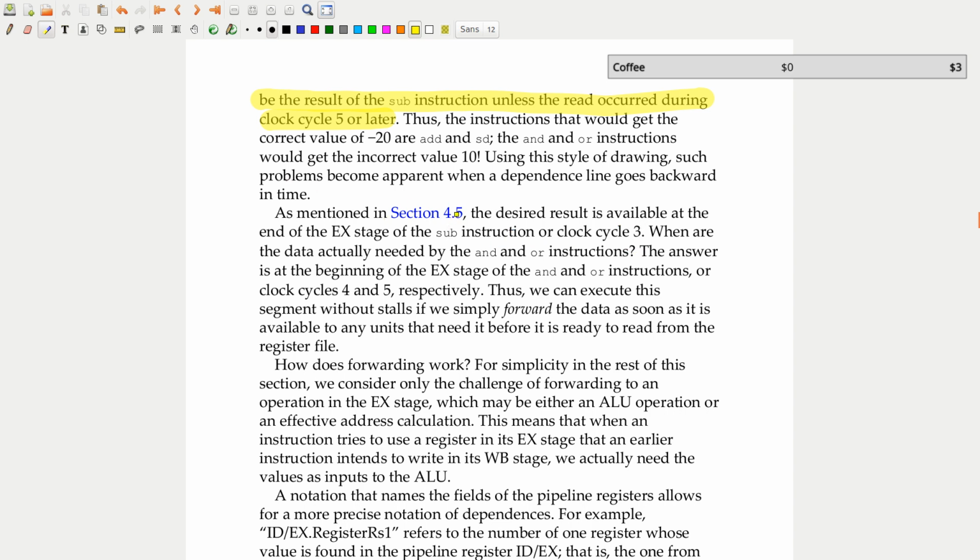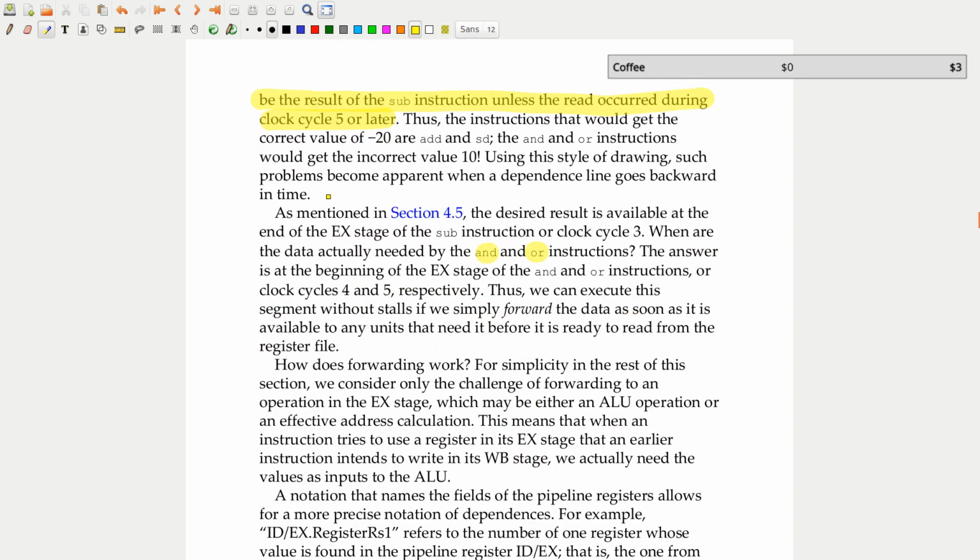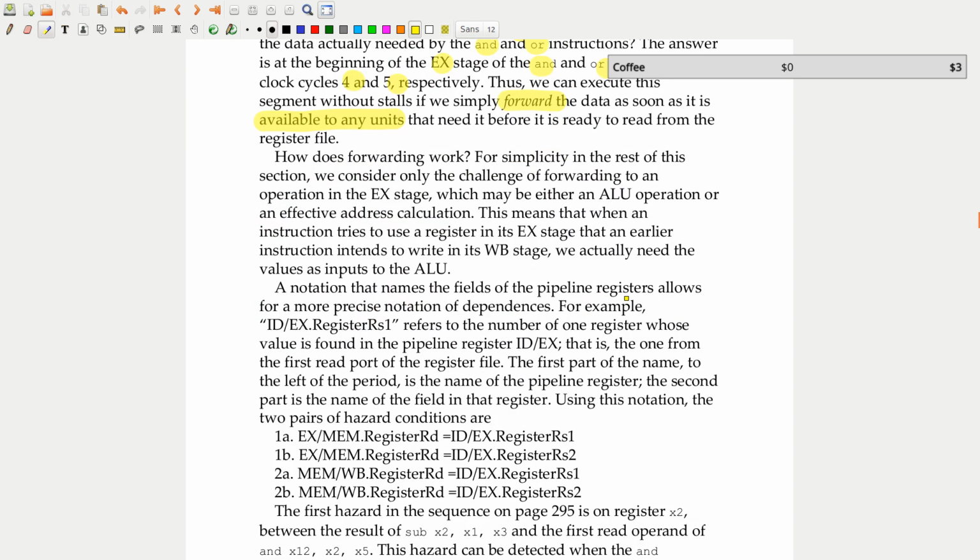Let's see. As mentioned in 4.5 earlier, the desired result is available at the end of the execute stage of the sub-instruction, or clock cycle 3. When are the data actually needed by the AND and the OR instructions? So which are the AND and OR? So those are the following two that we need to forward or bypass to. The answer is at the beginning of execute. Okay, so cycles 4 and 5 respectively. Thus, we can execute this segment without stalls if we simply forward the data as soon as it's available to any units. So how does forwarding work?